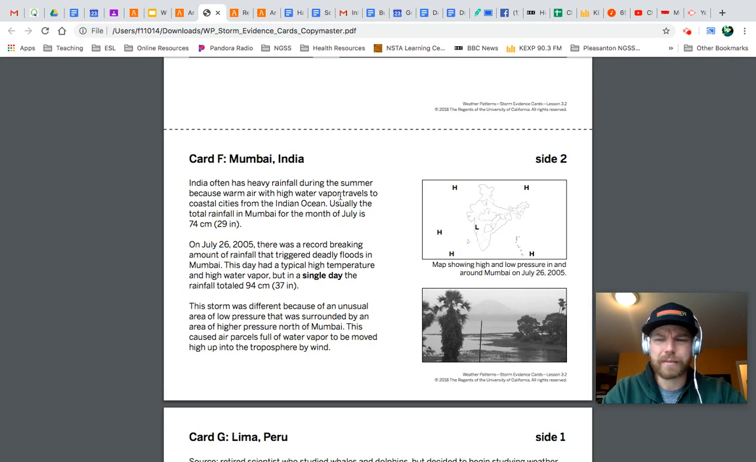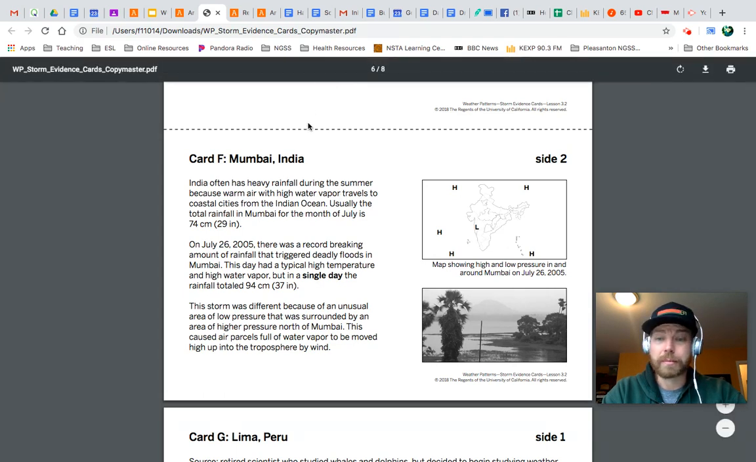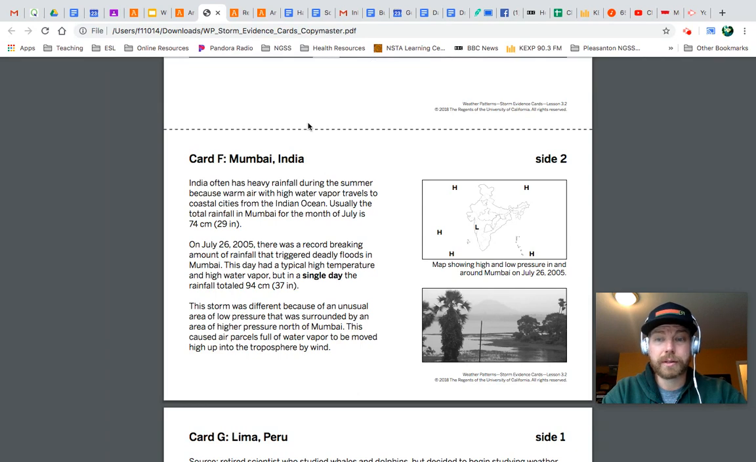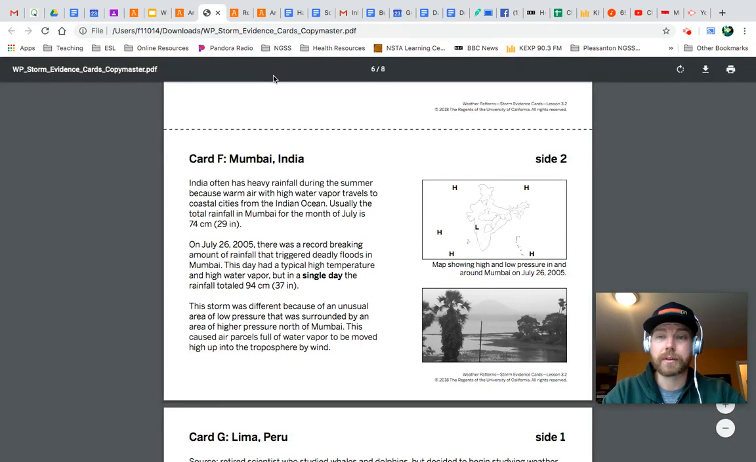Card F, yeah. Hopefully you're able to put some of that together. And if not, I would challenge you to go back and take a look at that and see if you can apply some principles of what we know about wind and pressure to that situation.